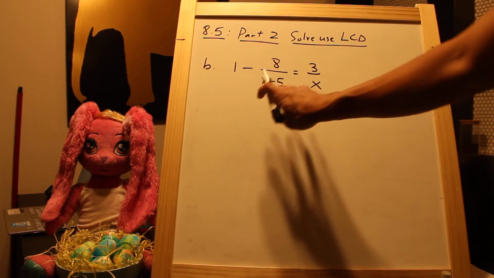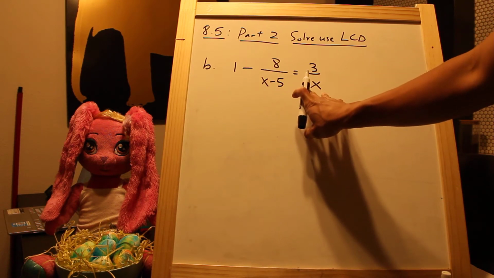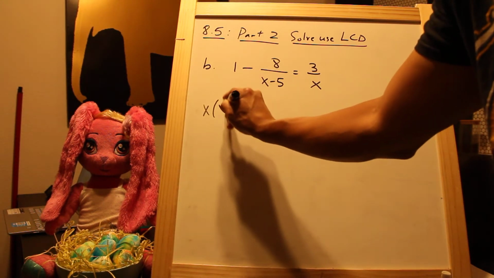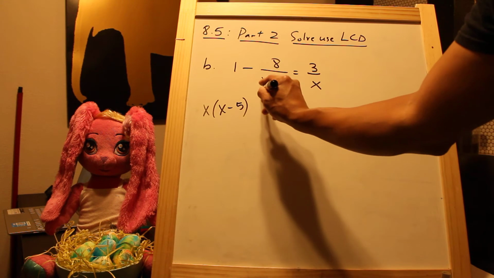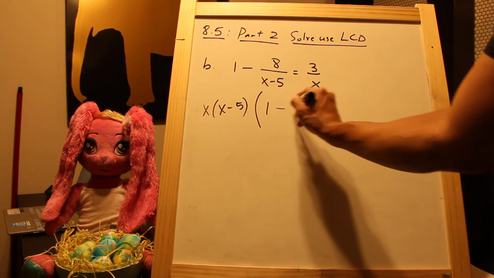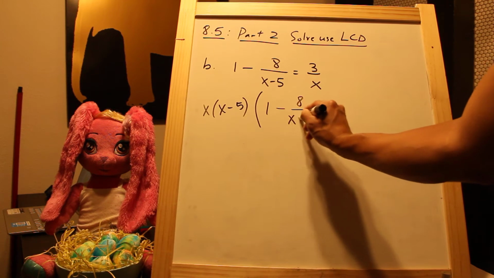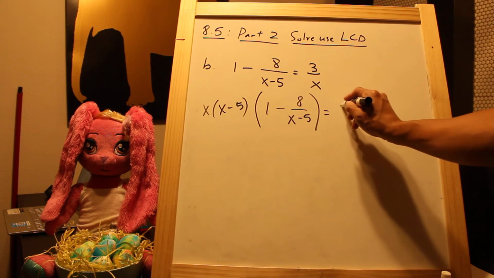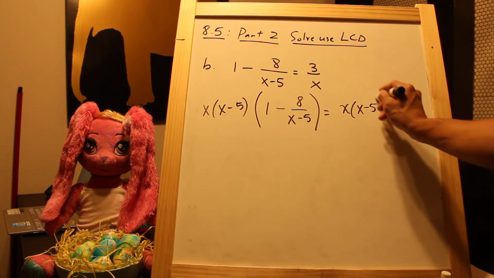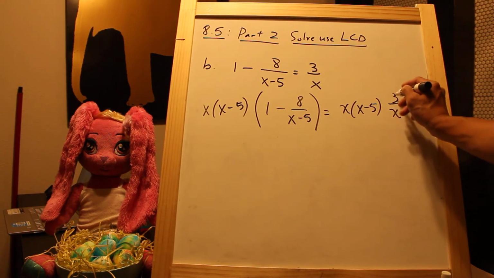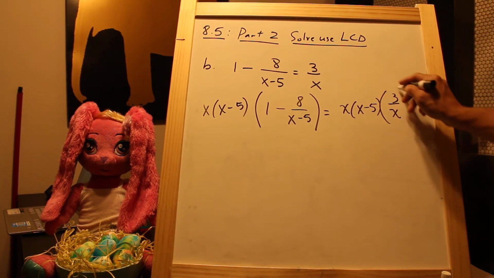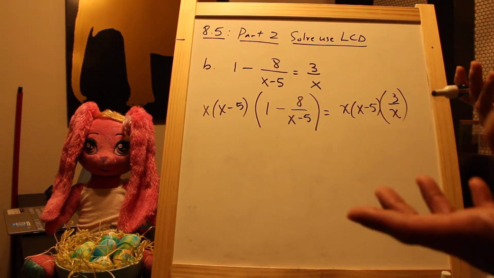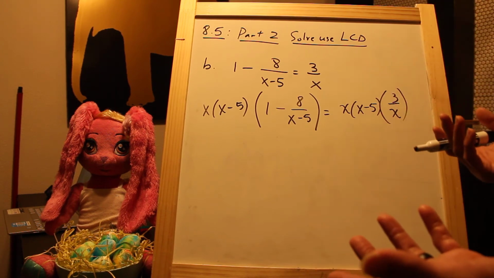Okay, so when I multiply x minus 5 times x, I'm going to change this whole format. I'm basically doing x times x minus 5 times, in parentheses, 1 minus 8 over x minus 5, close it, equal to, and I'm going to do the same thing over here on this side: x times x minus 5 times 3 over x. The purpose of doing this is to get rid of these fractions and create just simple either linear or quadratic equations, however way it turns out to be.